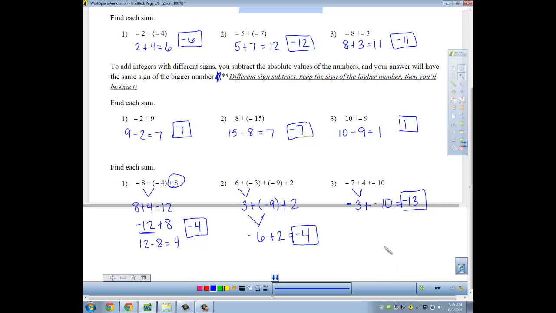Okay, so if you have any questions about this, feel free to email me, but again, just carefully think about your rules. Think same sign, add, different sign, subtract.